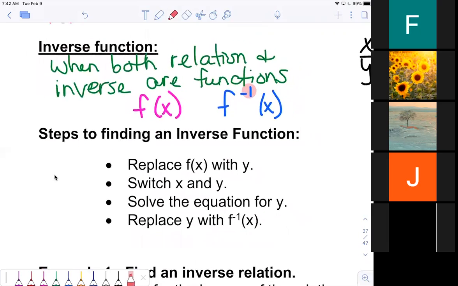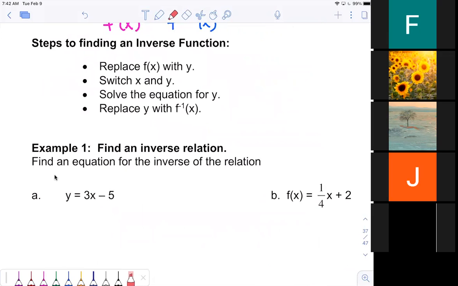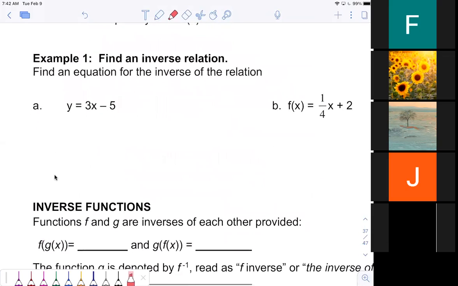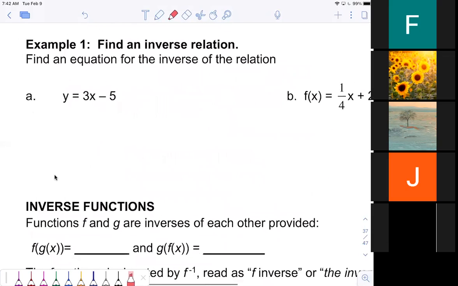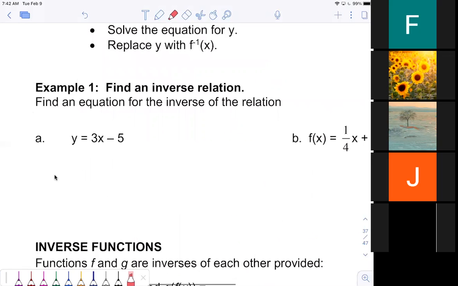So we're going to see if we can find a couple of inverse functions. And it is really simple finding an inverse function. So it says replace f of x with y. So it's going to say it's a function because it must be a function in order for us to find an inverse function. Switch x and y, solve the equation for y, and then finally replace y with the inverse notation. So it says we want to find an inverse relation. The first one is an equation. The second one is actually function notation. So we're going to follow these steps, and it's really easy.